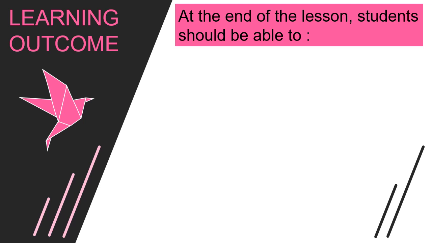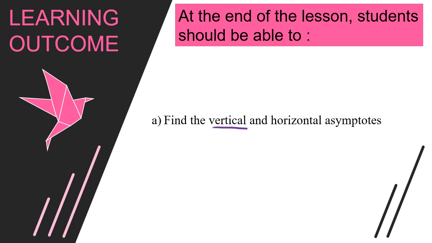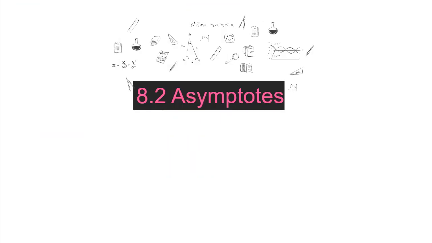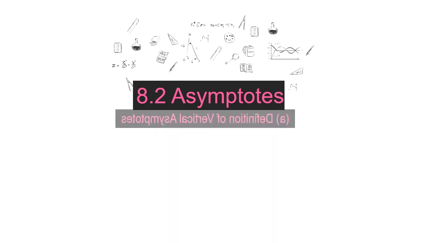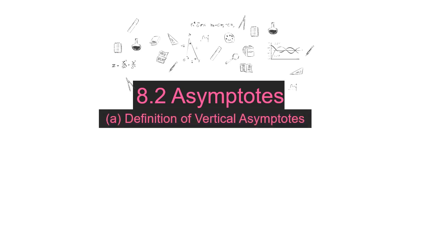Okay, so for today's lesson, we are going to focus on 8.2 part A, which is to find the vertical and horizontal asymptotes. Okay, let us begin with the first part, which is the vertical asymptote. What is the definition of vertical asymptotes?